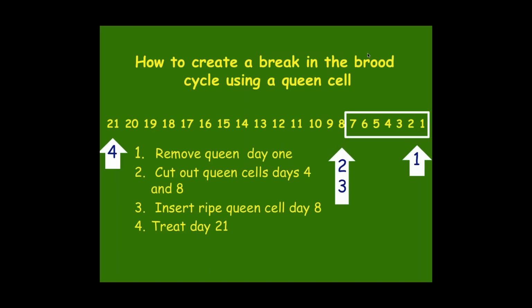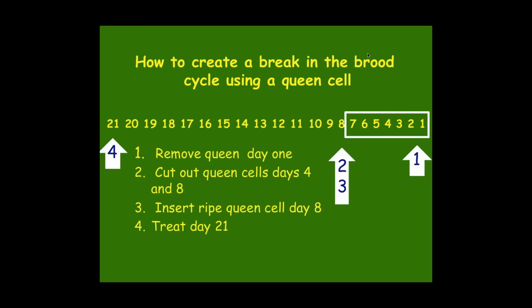Another way you can do it would be involving a queen cell. And if you've ever read Gene Killian's book, Honey in the Comb, this is similar to the method he uses to produce comb honey, because it essentially frees up the adult population to store honey because they have that break in the brood cycle right when the honey flow starts.